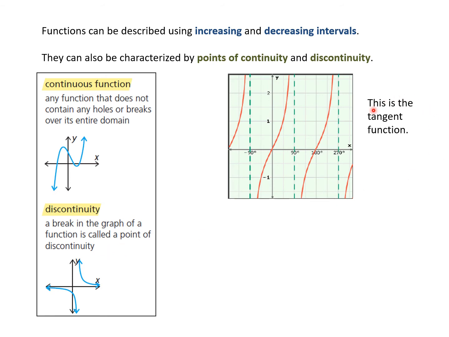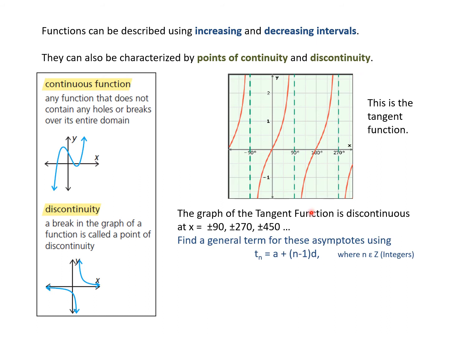This is the tangent function, which we didn't really talk about last year in terms of what its graph looked like. We will this year though. So the tangent function, the red parts are the graph itself, the green are asymptotes. The graph of the tangent function is discontinuous all over the place, right? It's discontinuous when x is 90 degrees. It's discontinuous when x is 270. It's discontinuous when x is negative 90. So that's why I put plus or minus 90 there. It's discontinuous all over the place. It continues on like this to infinity.